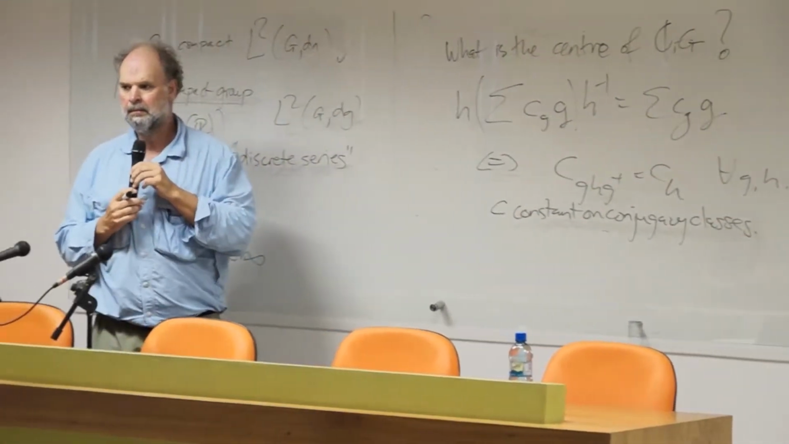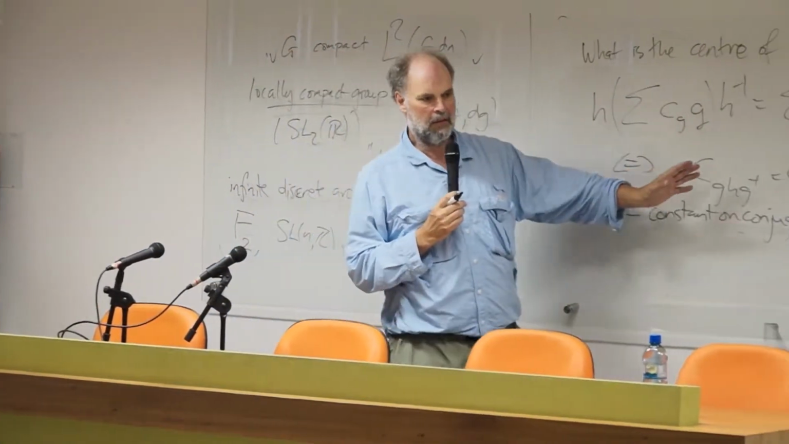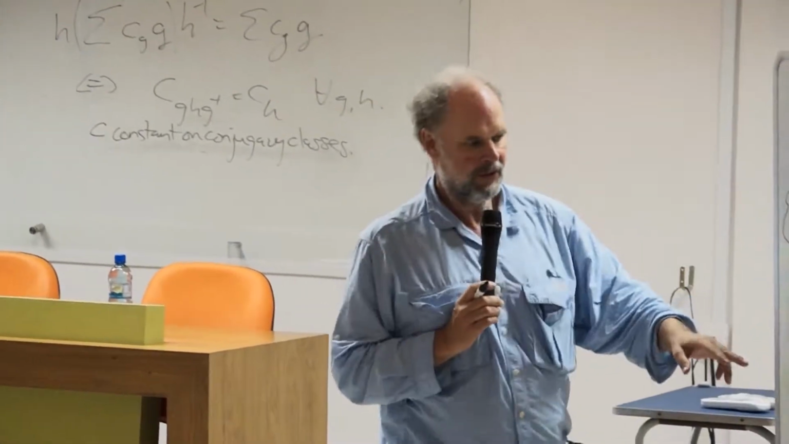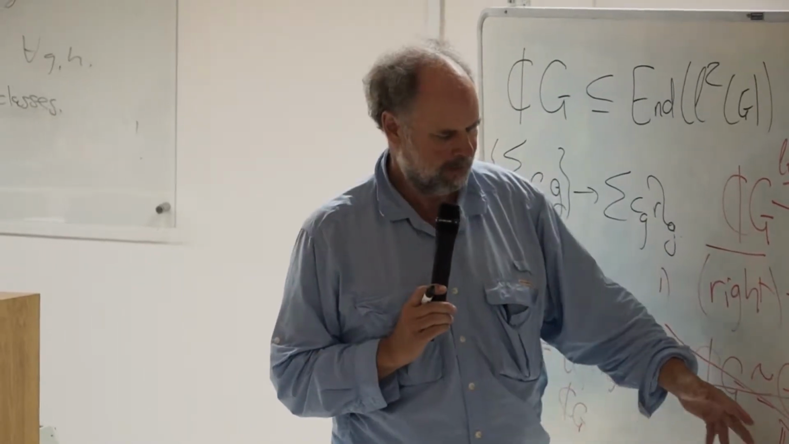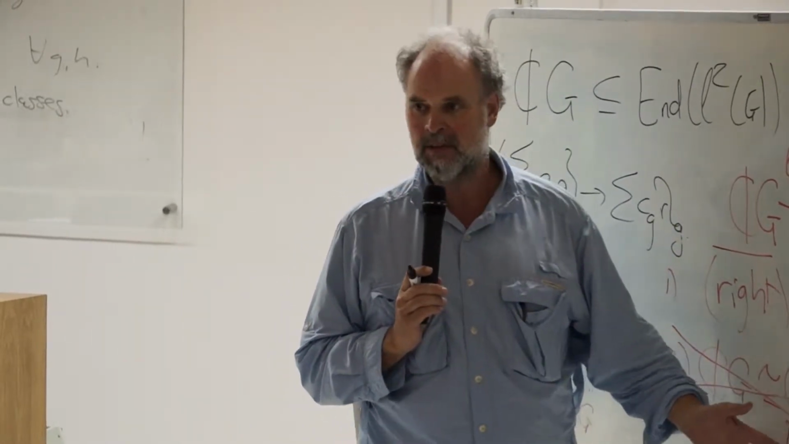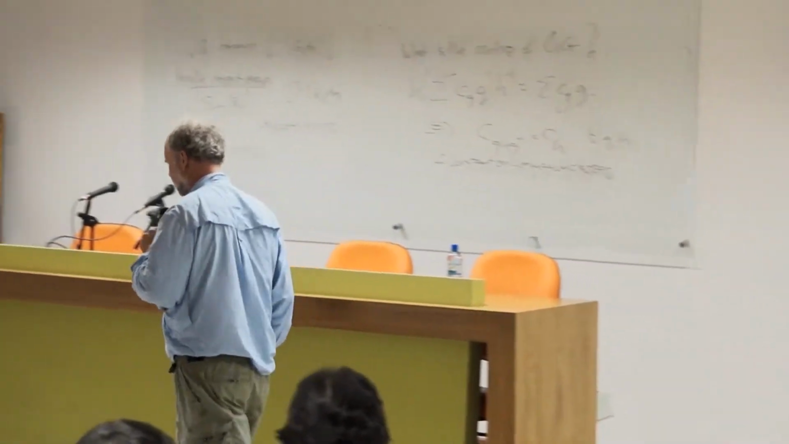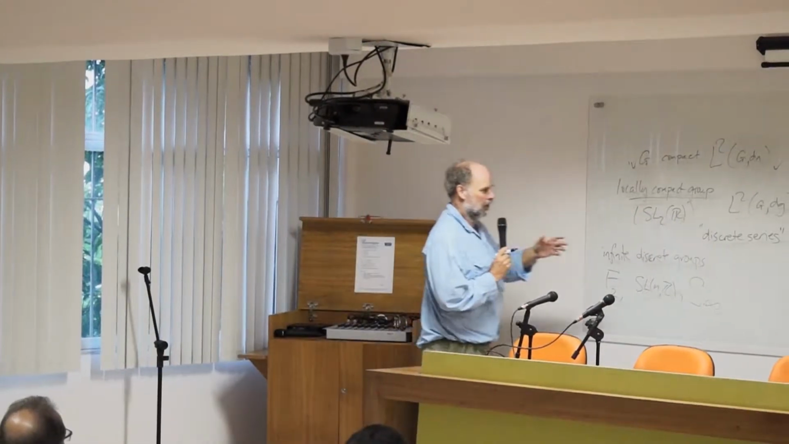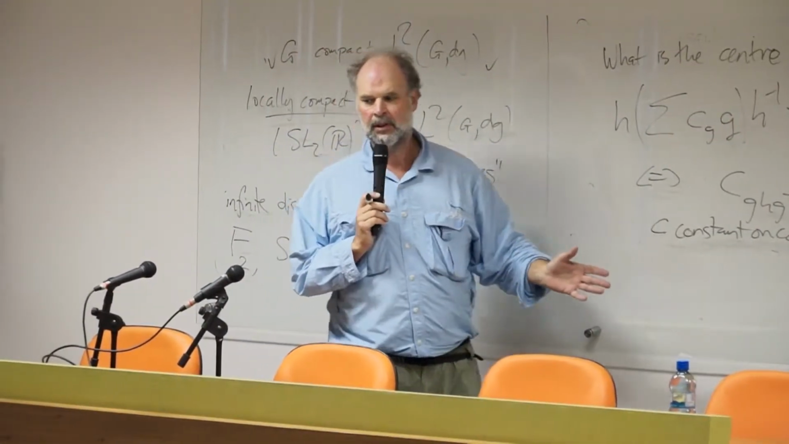All right? And such functions are called class functions, and they're the reason for this decomposition, because the irreducible representations are basically as many as there are conjugacy classes, a well-known fact, and this is a reflection of it. The center of the group algebra is functions that are constant on conjugacy classes.